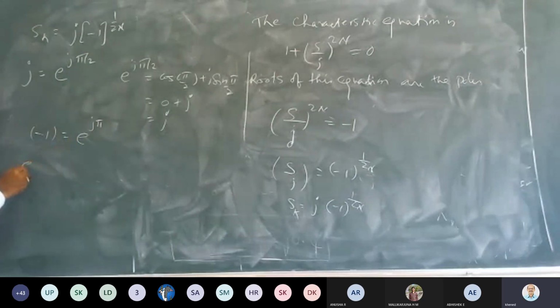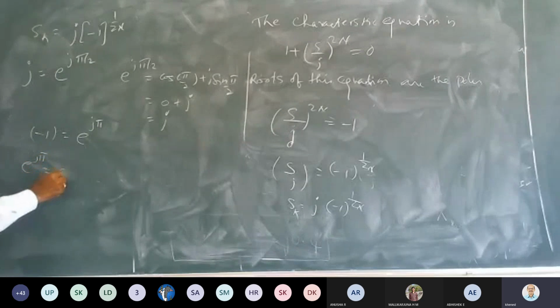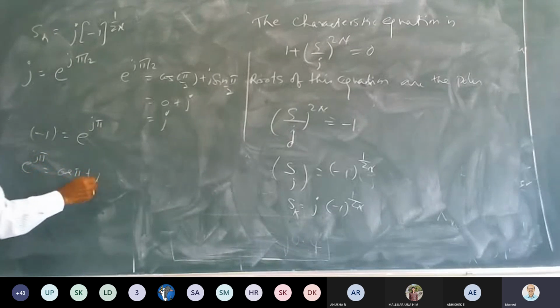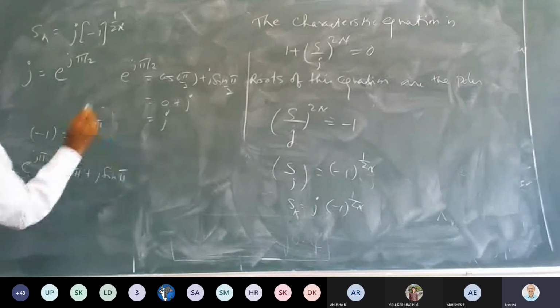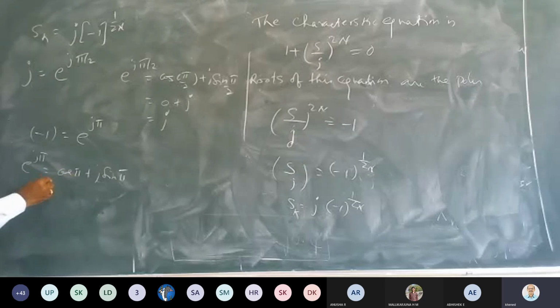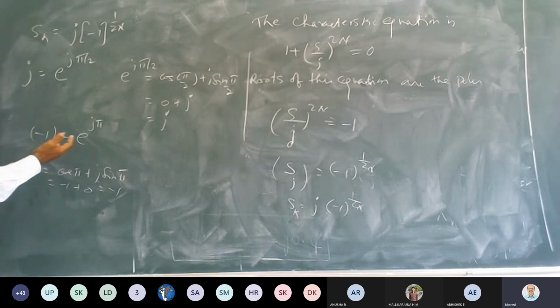Why? E power j pi means what? It is cos pi plus j sin pi. Cos pi is minus 1. Sin pi is 0. 0 into anything is 0. It becomes minus 1. So minus 1 is nothing but e to the power of j pi.